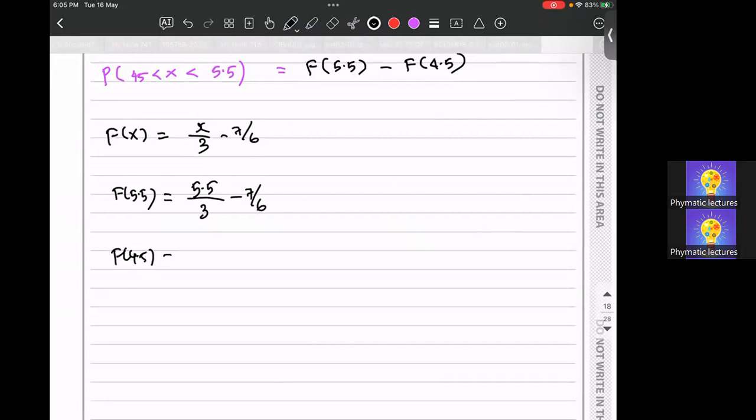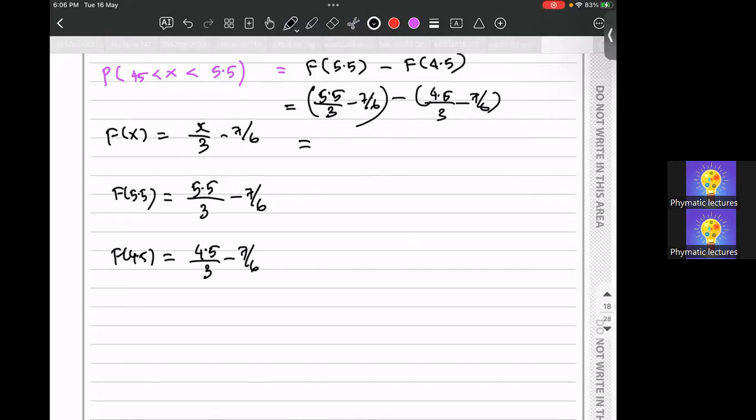What is F of 4.5? That is 4.5 by 3 minus 7 by 6. So substitute these values: 5.5 by 3 minus 7 by 6, minus 4.5 by 3 minus 7 by 6. What value will we get? That is 1.5 divided by 3. So that is half. So that probability is actually half. Yes.